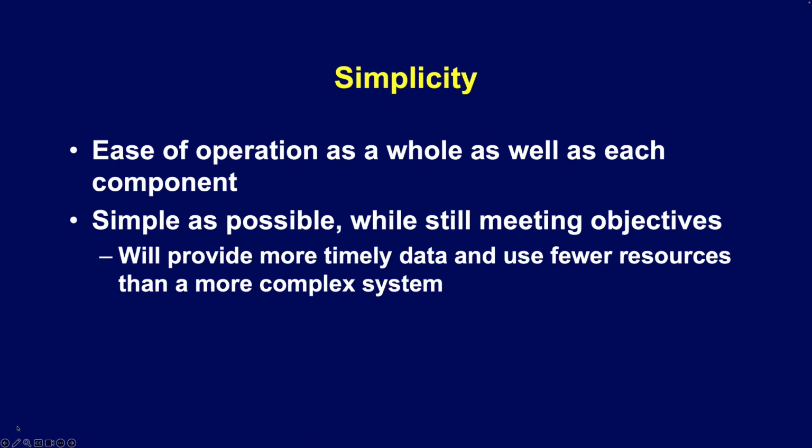The simplicity of a surveillance system is an attribute that refers to how easy it is for the surveillance system to operate as a whole, as well as its different components. For example, how easy is it for a provider or a laboratory to report a case? Is it simple? Is it really complex? Is it paper-based? You want your surveillance system to be as simple or as streamlined as possible while still meeting its objective. And if you can achieve that, if you can streamline it, you can get much more timely data and use much fewer resources than a more complex system.